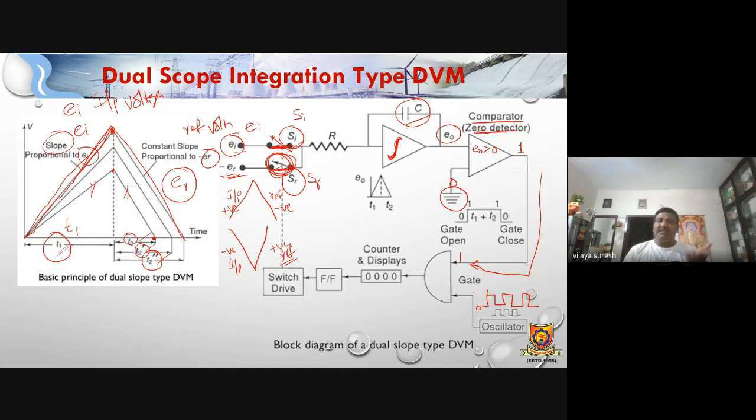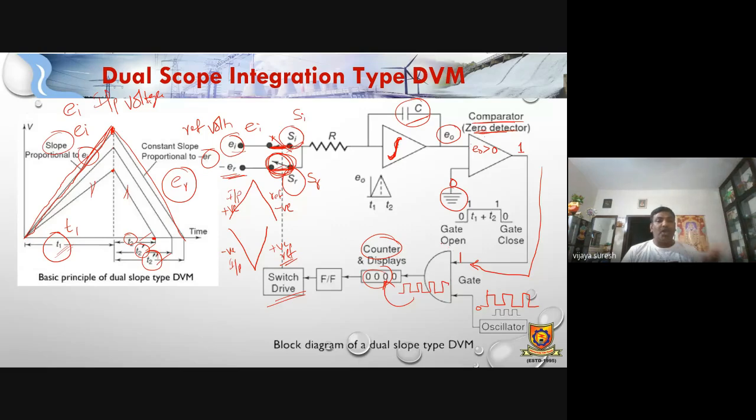So AND gate, yesterday I said, is nothing but a multiplier, 1 into 0, 1 into 1, like that. So you are going to get these pulses here also. These pulses are going to be counted by this counter and display. Because here the counter has to start and stop, it is going to be controlled by a switch drive. So the counter will start counting whenever we are getting 1 as an input.